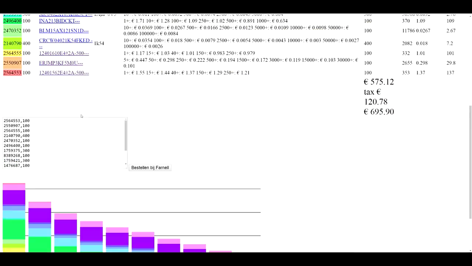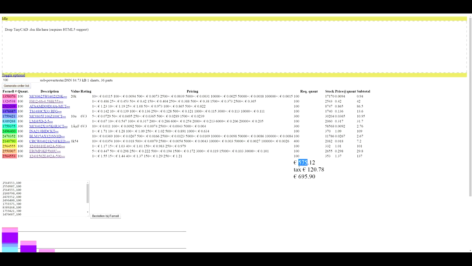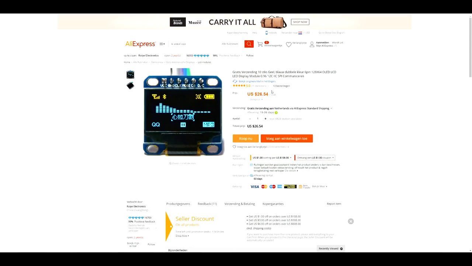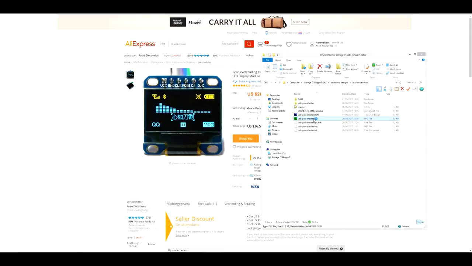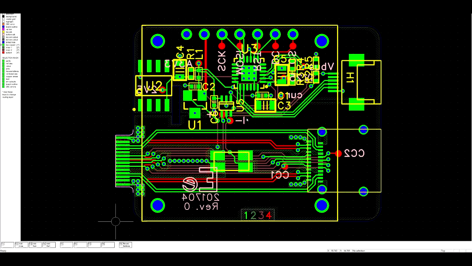Cool. So this is what I use to do analysis of how many units I want to make and where the good price breaks are. So here you see that some components just don't really go down in price and others do. So we have 5 euros and 75 cents if I make 100. And we have the $2.65 for the display. And of course, we have the PCB itself, which also has to be made. It's a 4-layer PCB, and that's also about a dollar.